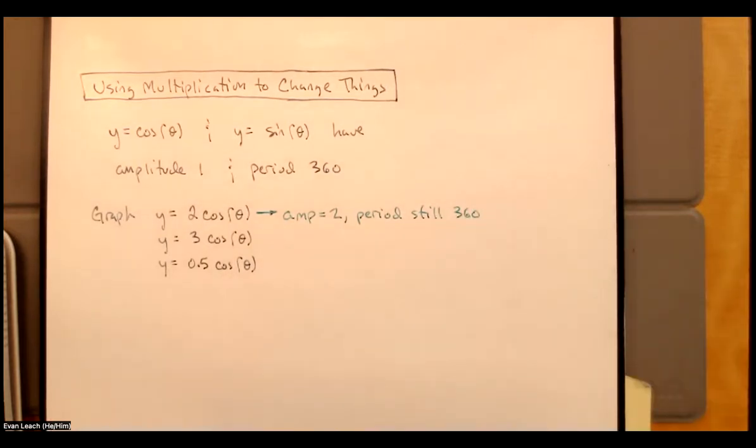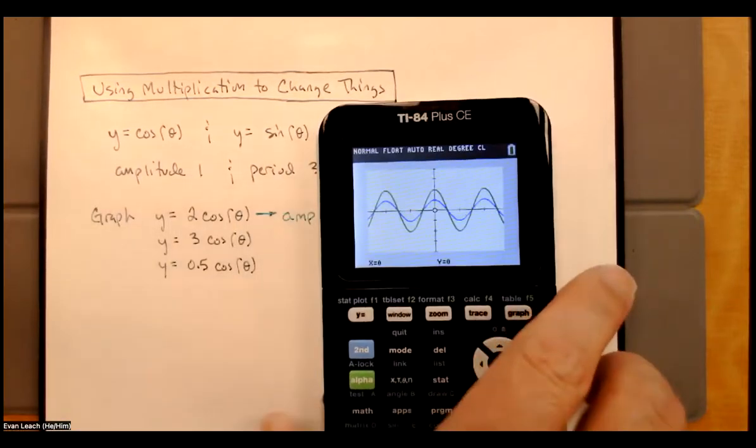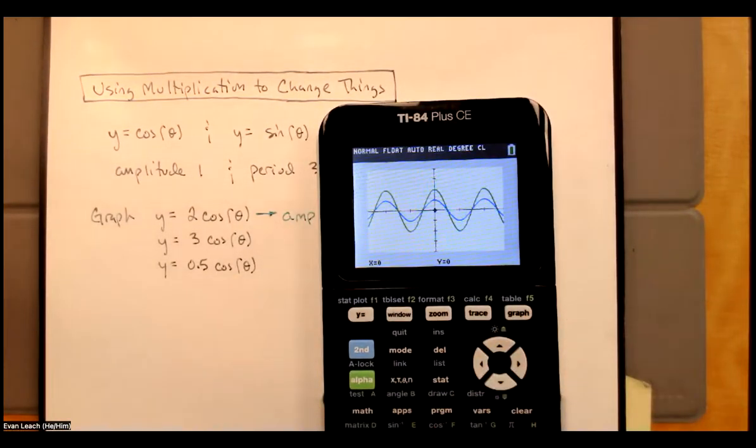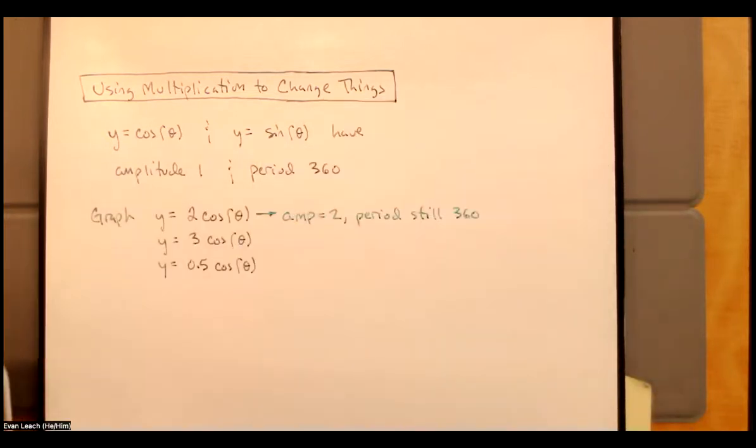But we also notice that nothing happened horizontally. We still started off at the top, dropped down to the middle, then to the bottom, then to the middle, back up to the top. We didn't change anything horizontally. The period is still 360. The amplitude changed to 2 because we multiplied all the y values by 2. Any questions?